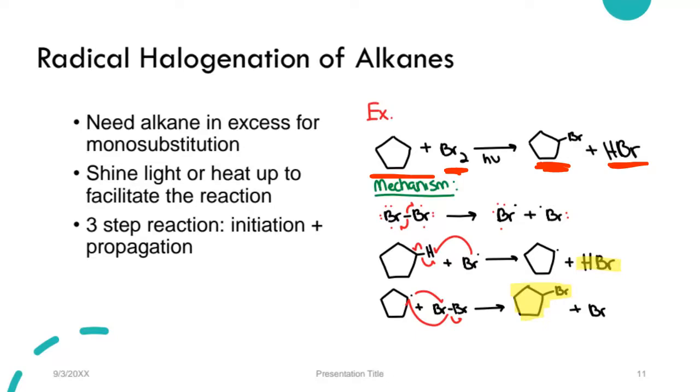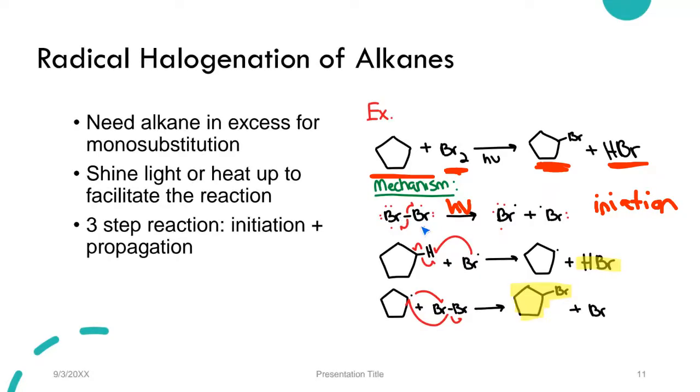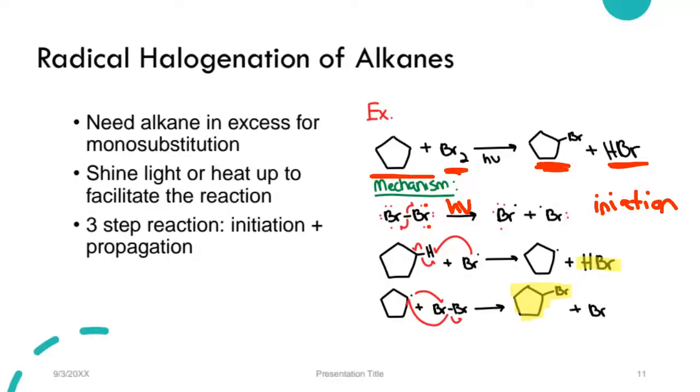Okay, so this first step in the mechanism is called initiation. This is what we need light for. I have molecular bromine here. This has 3 lone pairs of electrons each. You don't need to show that. And then this bond here has 2 electrons in it.